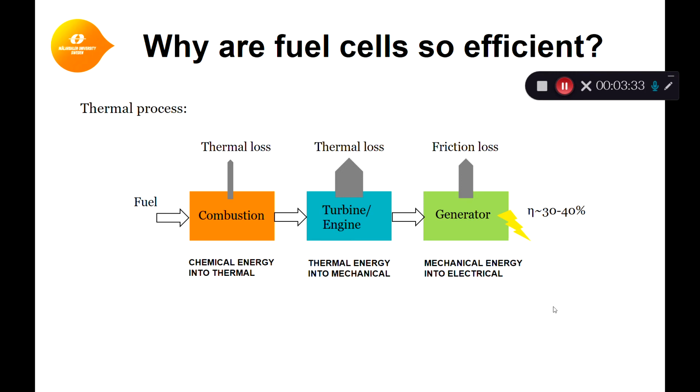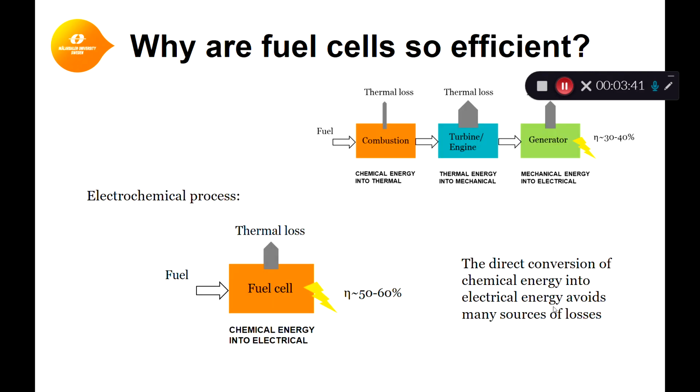So at the end of the day, we can recover basically 30–40% of the energy contained in the fuel and the rest is lost. But in an electrochemical process, such as the one occurring in the fuel cell, we convert the chemical energy directly into electrical energy. So there's just one source of loss instead of three, which reduces the total losses considerably. And by the end of the process, we have recovered about 50 or 60% of the energy contained in the fuel.